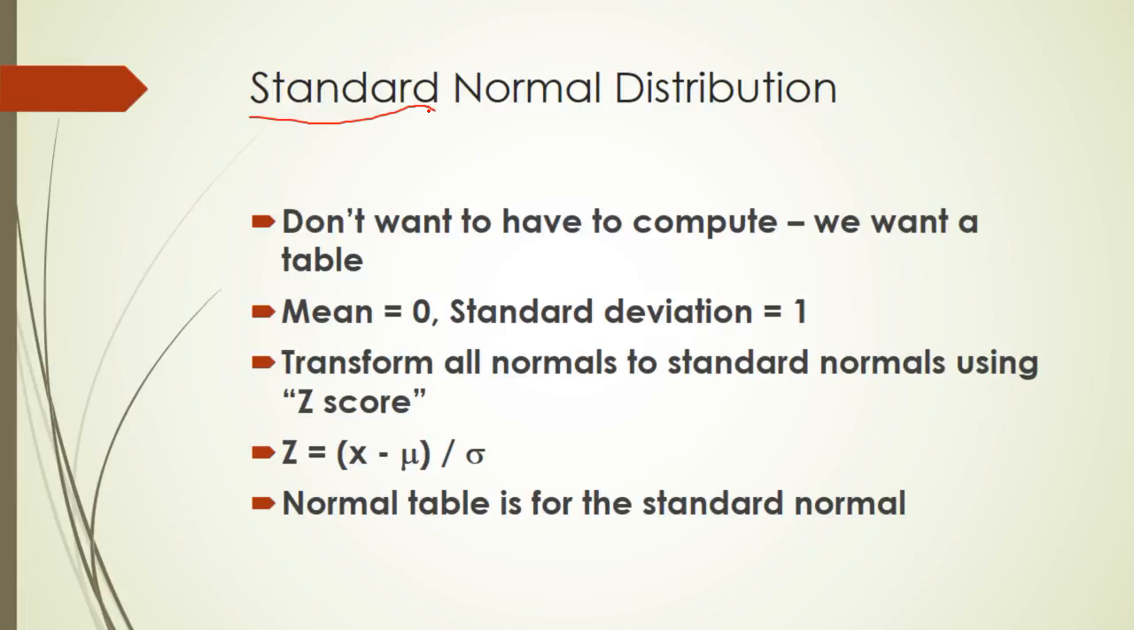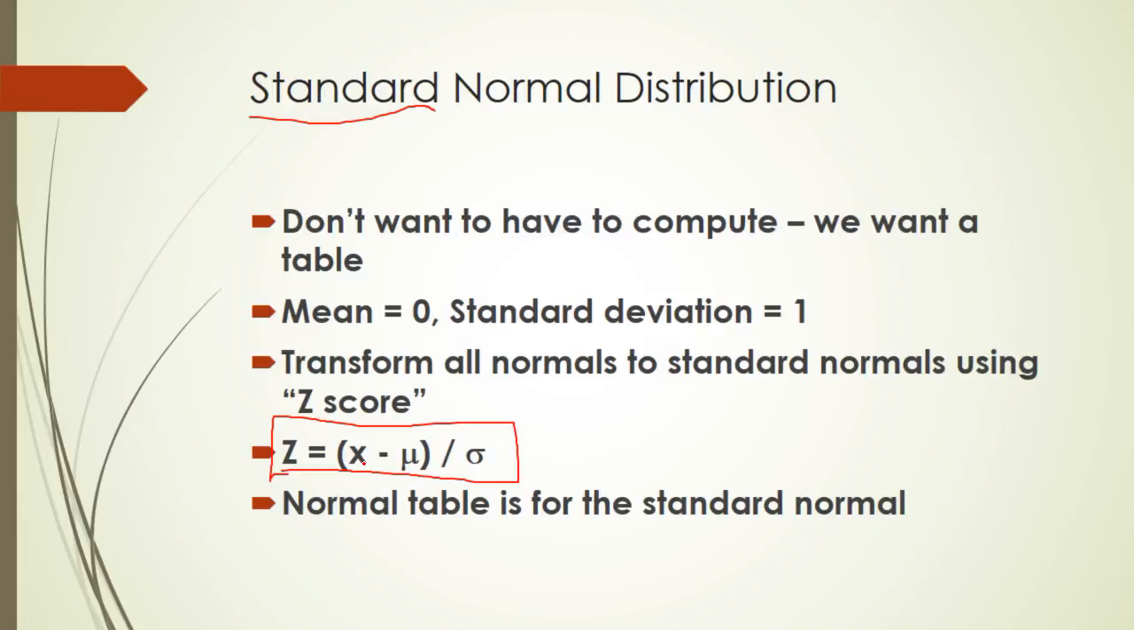And what we do in problems involving the normal distribution is we transform the normal distribution that we have into a standard normal, and then we look up the answer to our problem in this normal table, which is actually the table of the standard normal distribution. So we have this thing called a z-score. The z-score is x, which is our point, minus mu, the mean, divided by sigma.